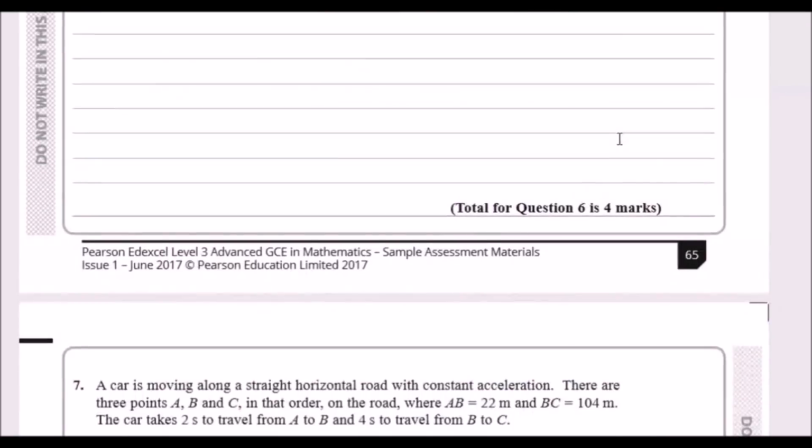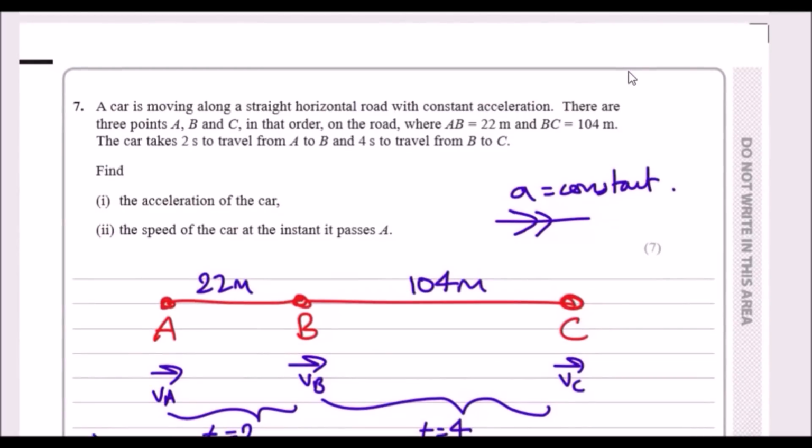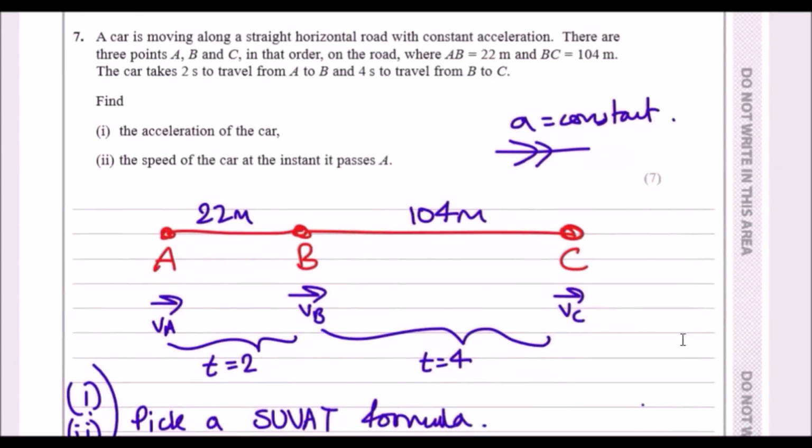Otherwise, let's move on to number 7, which by the way is super easy too. So here we go. A car is moving along a straight horizontal road with constant acceleration. There are 3 points, A, B, and C in that order on the road, where A to B, which I drew over here, is 22 meters, and from B to C is 104.